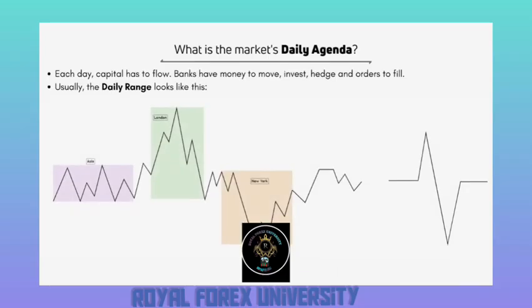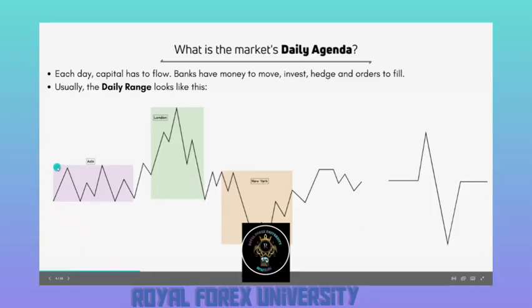Now, what is the market's daily agenda? As I said, every single day the market moves. Each day capital has to flow, banks have money to move, invest, hedge, orders to fill, all of this great stuff, right? We as retail traders do not have access to this, but what we do have access to are the charts, which in my opinion, the charts are just the best representation of price you can get. And if you understand the charts, you're set, right? And usually the daily range is going to look like this.